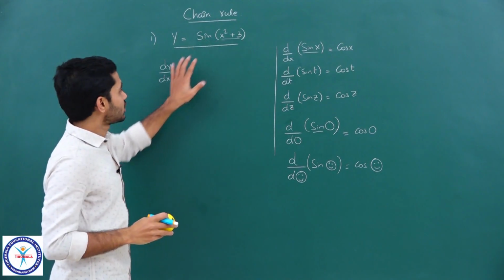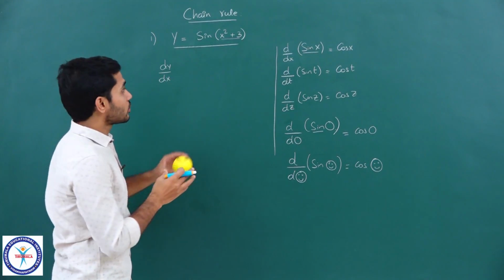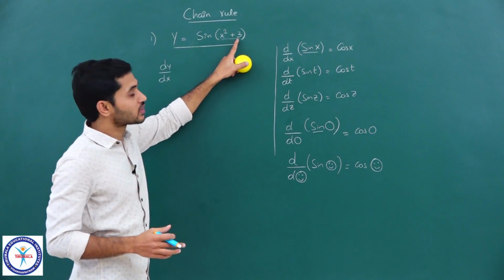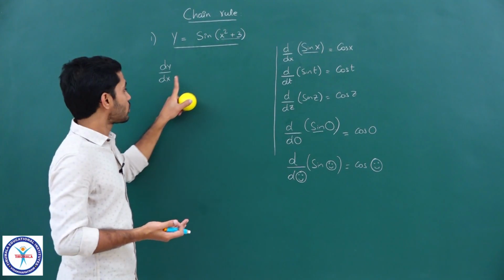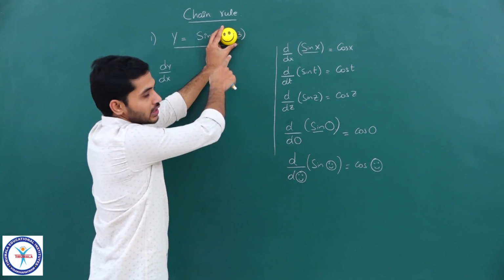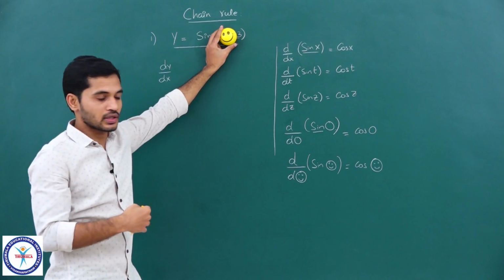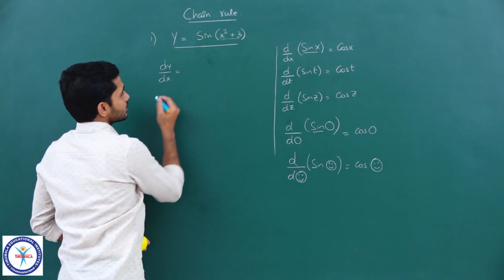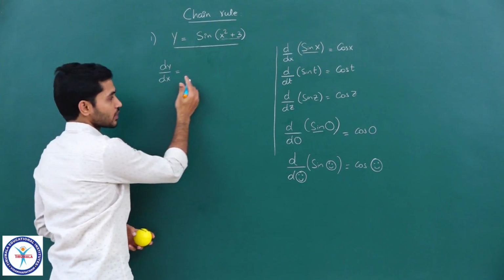So, I need to differentiate this with respect to x, but what I know is, once I consider this as the smiley, I know how to differentiate this with respect to smiley, right. I do not know how to differentiate it with respect to x, but I know how to differentiate sin smiley with respect to smiley. That is what we have written there.